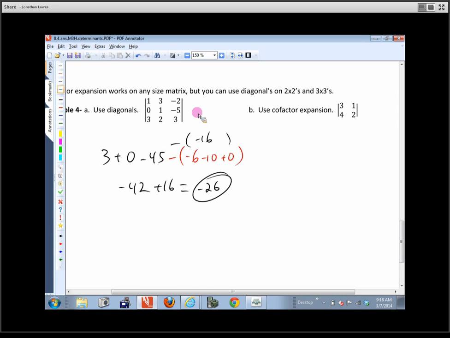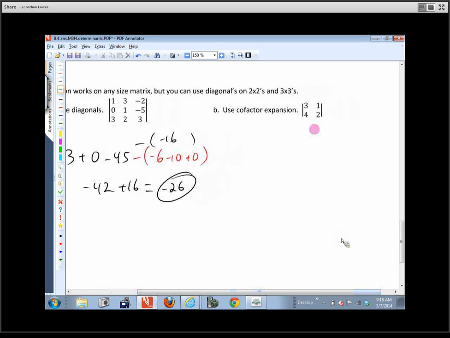Okay, cofactor expansion works for everything. You absolutely have to know that. You can use diagonals for a 2 by 2 and a 3 by 3, but let's take a look at this one right here. This is kind of interesting. Use cofactor expansion. So just watch. I'm going to expand on the first row. What's the sign associated with this position? Positive. What's the number? 3.